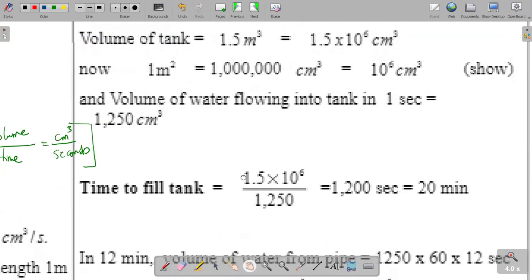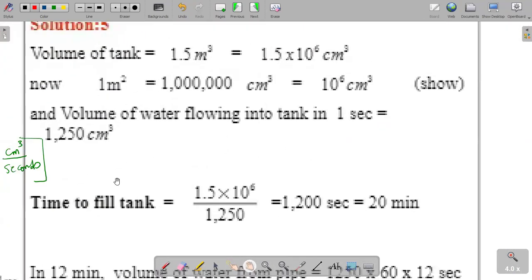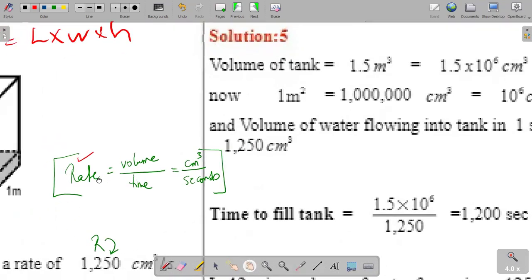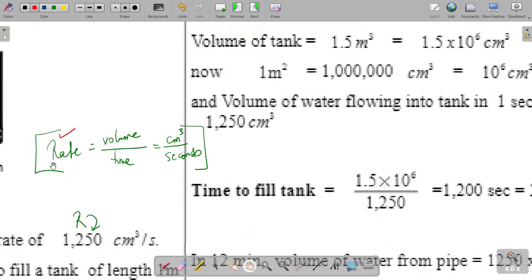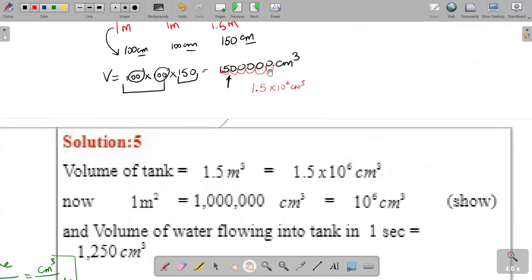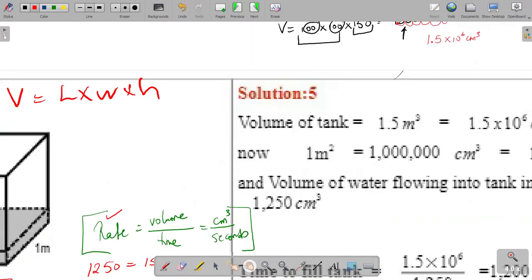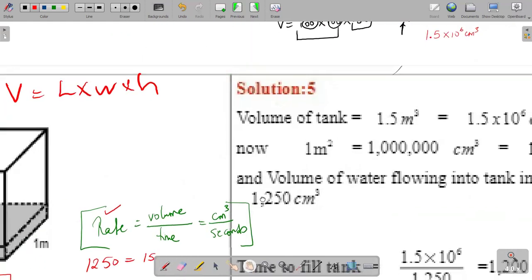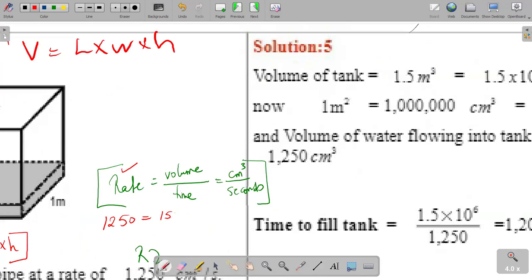So now that we have our information, we just have to substitute it into the formula. Like I said, we have the rate. What was the rate? Let's substitute it. The rate was this number, 1250, is equal to volume. We just worked out the volume, 1.5. How many zeros did we have again? 1, 2, 3, 4, 5 zeros. I'm doing it the long way and the easier way because a lot of people may not understand the short way.